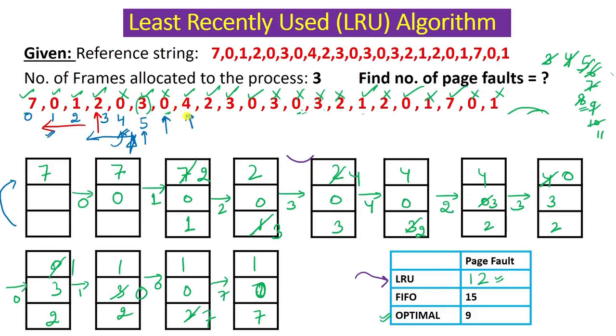Now when 4 came, we saw which of 2, 0, 3 should be replaced. So we looked at the times: 0 was accessed at 6 p.m., 3 was accessed at 5, and 2 was accessed at 3. So which time is minimum? This is 3 and this is 6, the remaining is 3 and this is 5. So 2 has the minimum time.